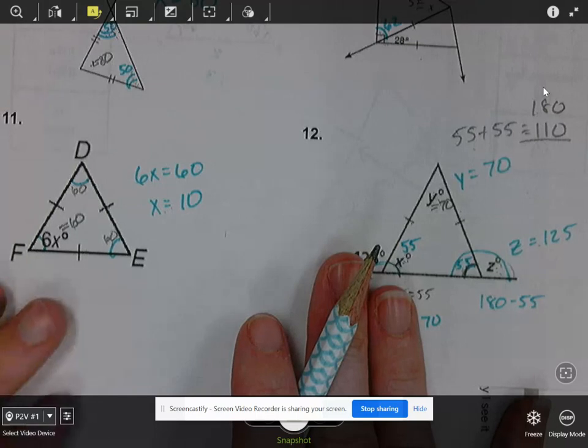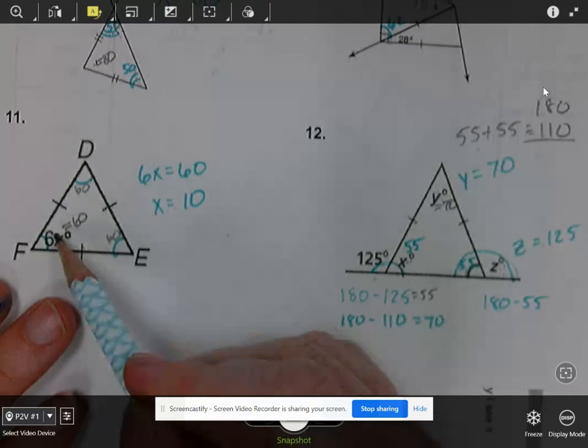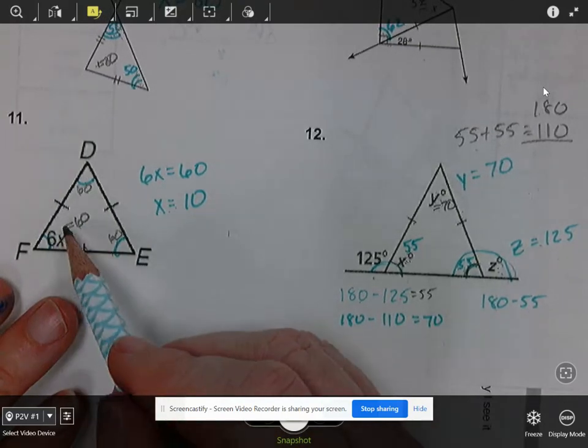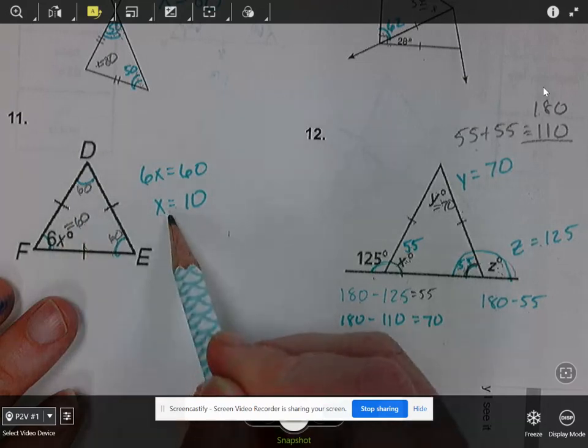I'm good to go. Number 11, this is an equilateral triangle, so I also know it's equiangular, and I know all equiangular triangles, each angle is 60 degrees, so I do 6x equals 60, divide by 6, x equals 10.